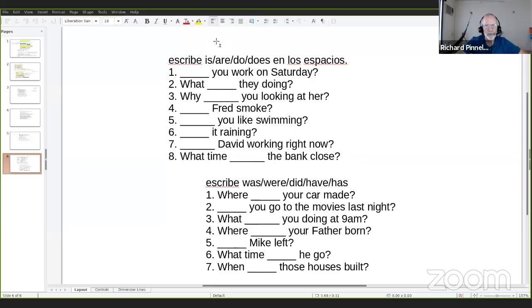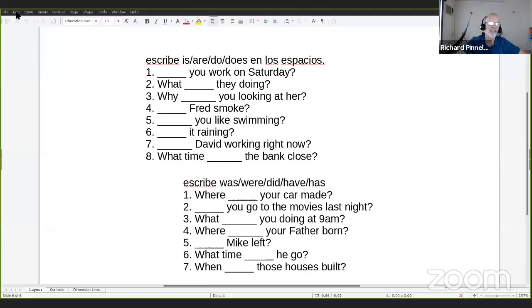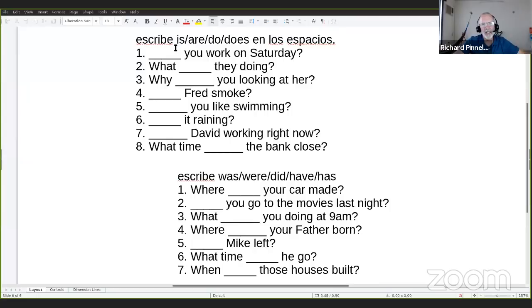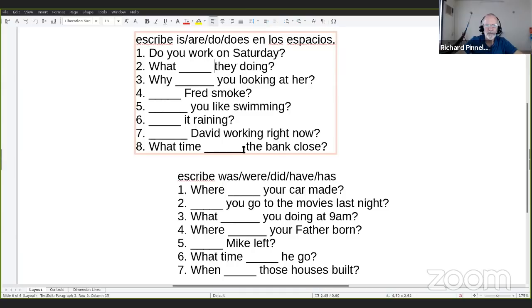Have you been paying attention? Okay. Let's have a look. Tiene los espacios con is, are, do, or does. Do you work on Sunday? Very good, yeah, do. Present simple. Number two, Patricia. What are they doing? Very good, yeah, present continuous. Number three, Israel.